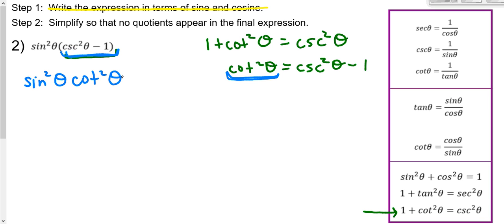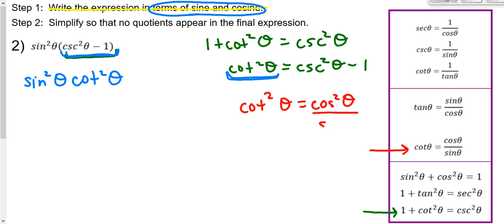Now that we have that, maybe there's more we can do to simplify it even further. So now is a good time to change the cotangent squared theta into sine and cosine. Cotangent theta is cosine theta over sine theta. If you square that, then cotangent squared theta is cosine squared theta over sine squared theta.